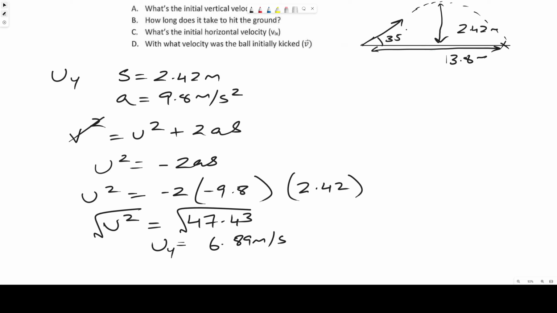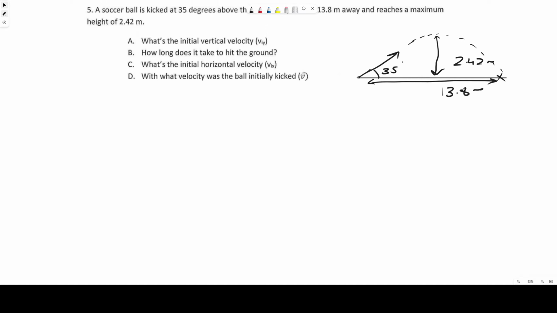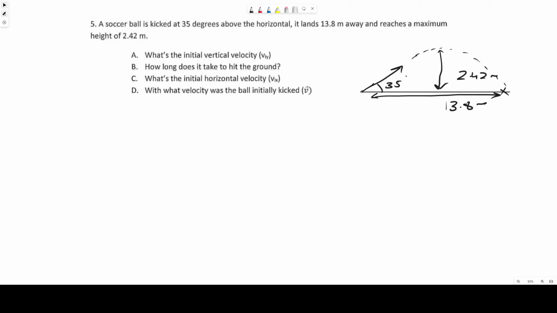Part B asks, how long does it take to hit the ground? That's the total flight time. One thing you have to know: if you ignore air resistance and friction, at your maximum height that's t half, and the other side will of course also be t half. So if you can find the time for this half, you can just multiply by 2 to get the total time traveled. This is just one of the tricks you can use.